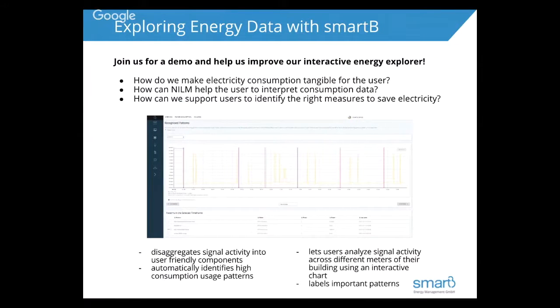Hello everyone, we are SmartP, and we provide energy monitoring and transparency for commercial buildings. And we noticed that disaggregation is one of the tools to achieve that and make it easier. And that's why we recently developed this interactive energy explorer.